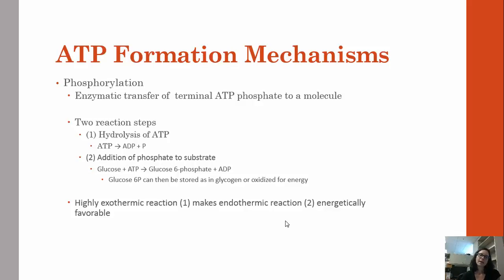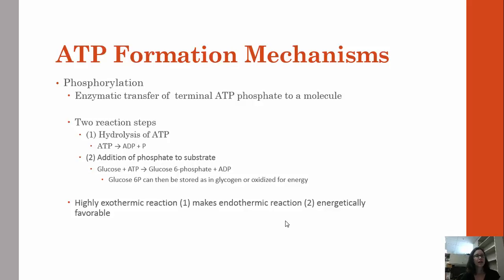So ATP, next we're going to talk about the mechanisms by which ATP is formed. Now, counterintuitively, we start with phosphorylation, which is the transfer of a terminal ATP phosphate to a molecule. So we're kind of thinking, I thought we were going to create ATP from our fuels, but really we need this initial investment. Now, this step is called phosphorylation because we transfer a phosphate onto another molecule.